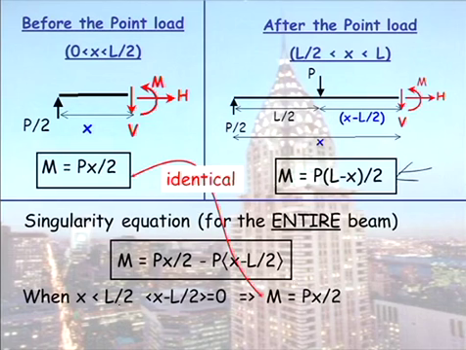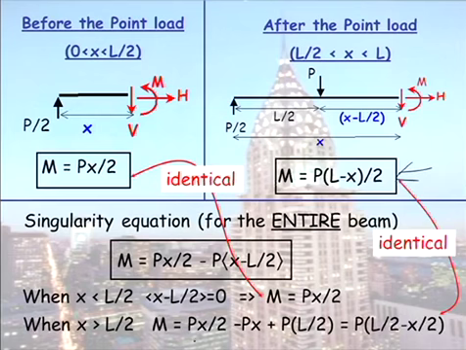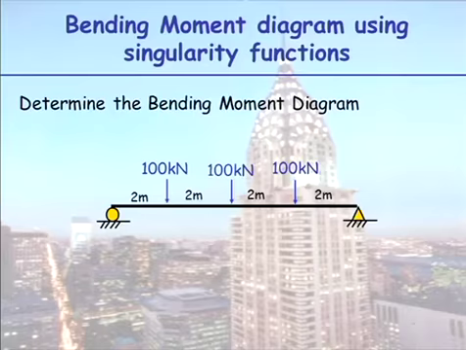When x is less than L on 2, this term here simplifies down. My moment simplifies down to the first expression. When it's greater than L on 2, I end up getting the identical expression. So instead of requiring, with 5 point loads, 5 expressions, you can now come up with one expression valid for the whole beam. I'll get you to do that now.